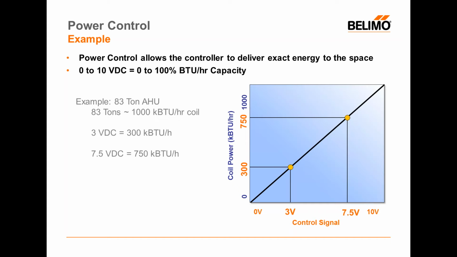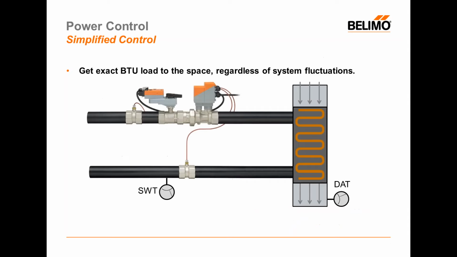Where's the real value in this? Well, there's a couple of really nice values in having direct control over how much power is produced. We talk a lot about pressure independence, and we can overcome pressure fluctuations in our system, which is very important. But what if we were able to overcome temperature fluctuations in our system? If my coil's designed around an entering temperature of 42 degrees on my chilled water coil, and suddenly the water comes down the pipe at 44 degrees, what happens?